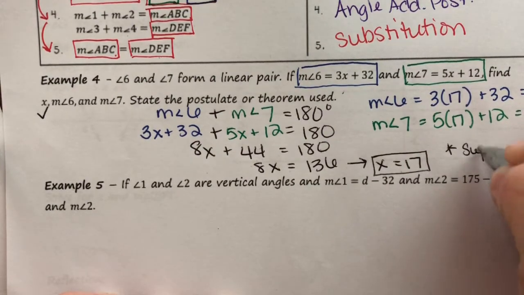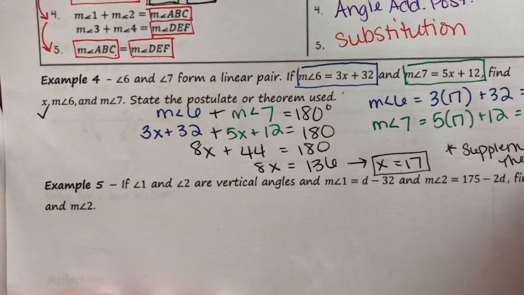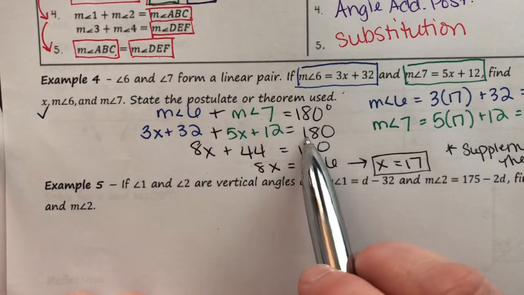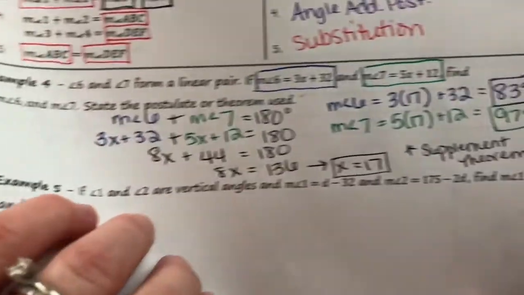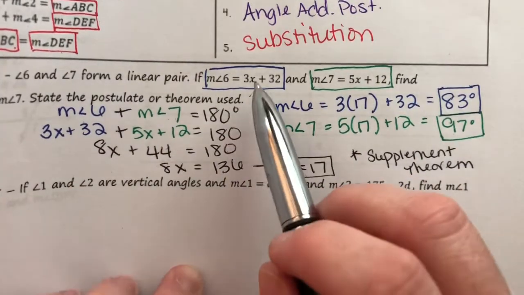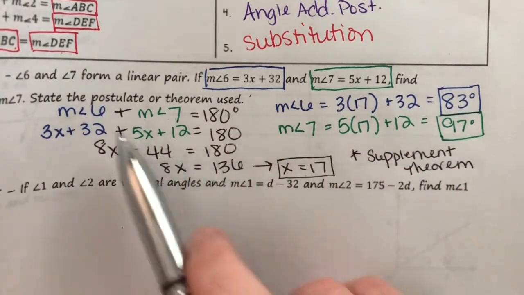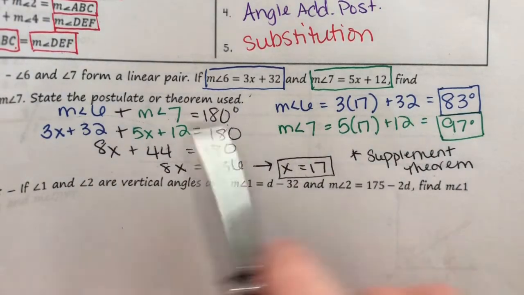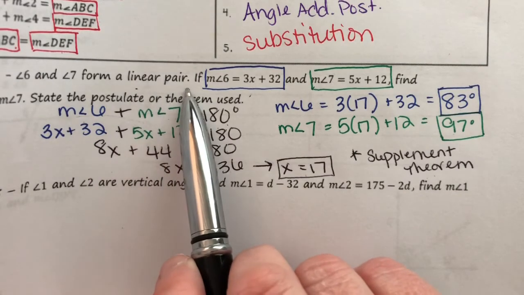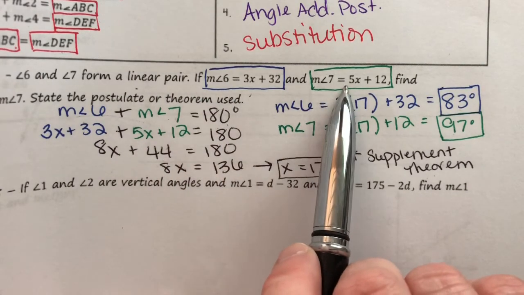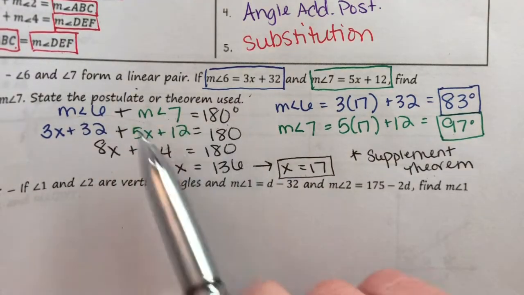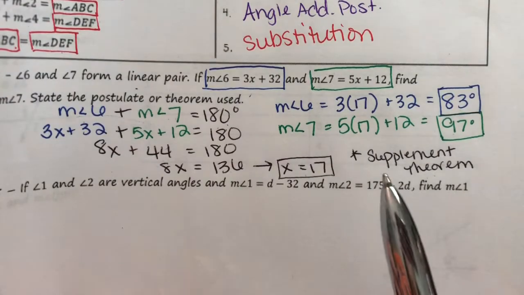So we're going to say supplement theorem. Nothing in this problem told us to set these two angles equal to 180. Oh, sorry, I didn't realize you couldn't see that. Nothing in this problem told us to set these equal to 180. We had to know the supplement theorem to know that if they made a linear pair, that means they are supplementary and they add up to 180 degrees. So we used that to use algebra to solve for x. Once we found x, we plugged it back in.